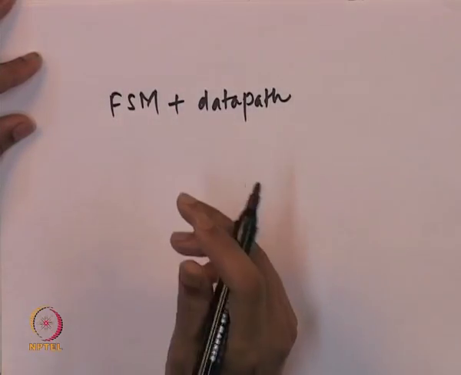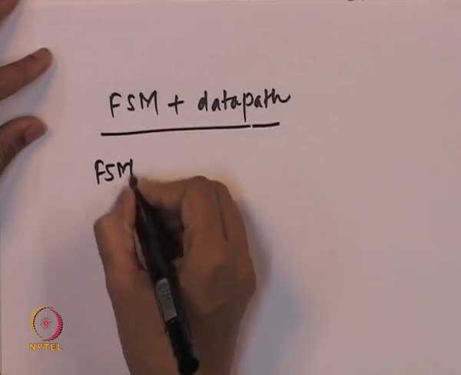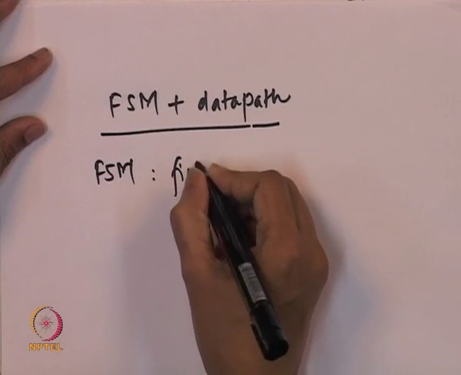Welcome to this lecture on FSM plus data path. So, we will try to illustrate some of the concepts, the design, the thought process behind the design implementation through a couple of examples. So, FSM plus data path, FSM stands for, recall, finite state machine.